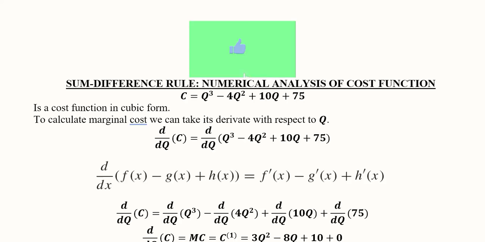Now we will do an economic application of this sum and difference rule. Here you can see that numerical analysis is done for the cost function. We are given the cost function, which is a cubic function, and we can calculate the marginal cost by taking the first order derivative, because the derivative of a function gives us the slope or the marginal function. Here the derivative is taken on both sides with respect to the independent variable, which is q. So you can see it is d over dq, with dq appearing in the denominator.